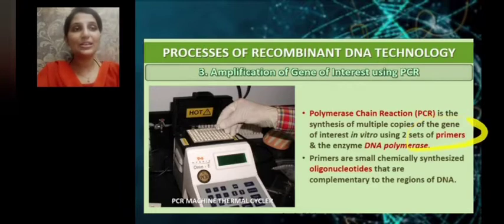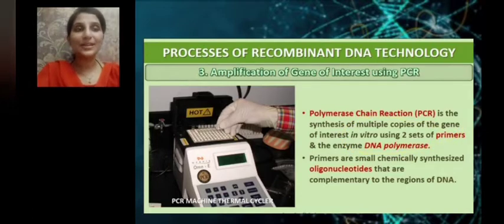And where have we learned primers? Remember RNA primers? They are short stretches of ribonucleotides which attach to the 3' end of the template DNA so that the polymerization can be initiated in the 5' to 3' direction. We have learned the importance of primers in the process of DNA replication. So the two sets of primers and the enzyme involved is DNA polymerase.